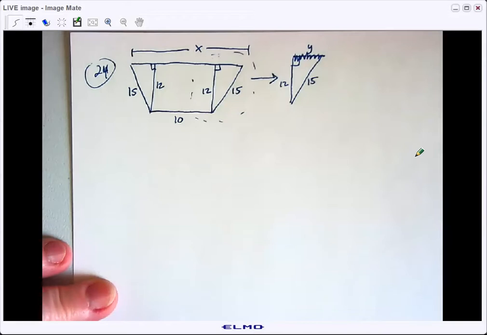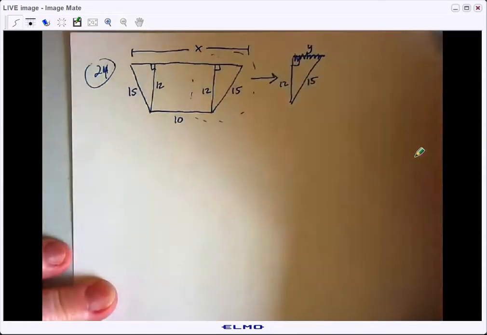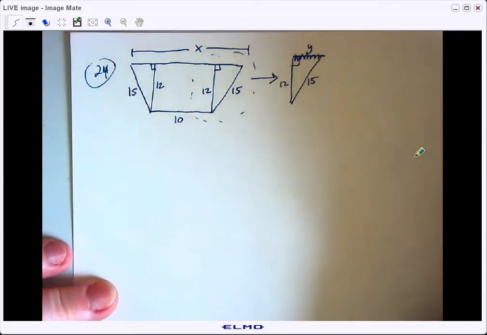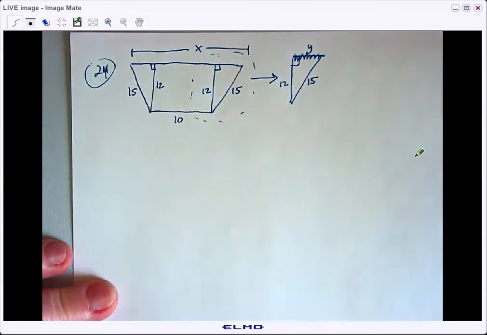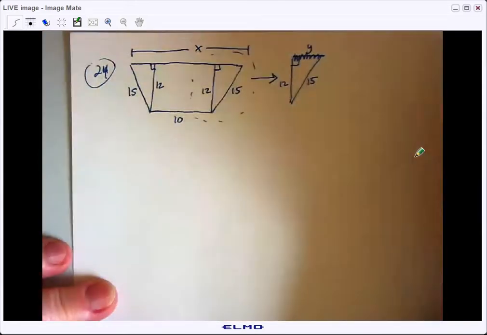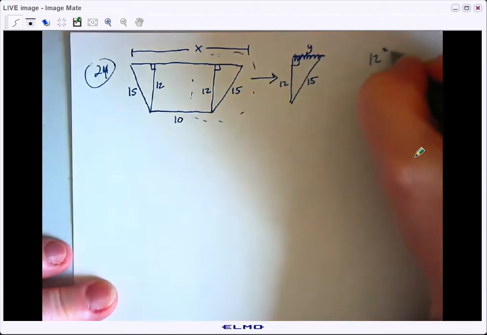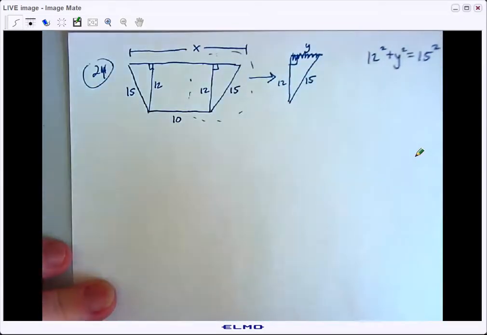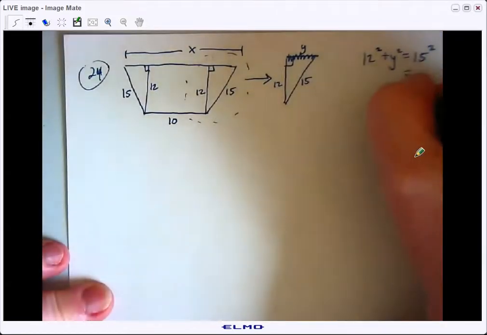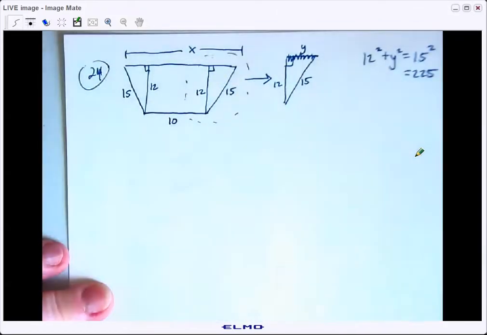So which one's my hypotenuse? Is it 15? It is. Good. Okay. So I'm going to have you guys solve for y and put it in the chat box, but solve for y and then solve for x. Let's see how you guys do. So 12 squared plus y squared equals 15 squared. And 15 squared is 225, in case you didn't remember.